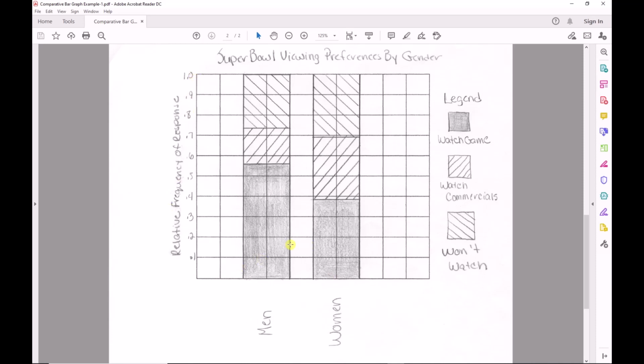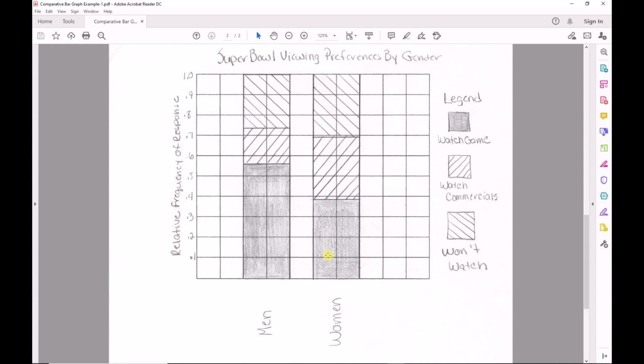And the way I did this, of course, it goes up to 100% men and women. And I went ahead and just did the ones tuning in just to watch the game. That's their main interest. So here's the proportion of men. Here's the proportion of women. Again, it's showing a bigger proportion of men. And then tuning in to watch the commercials. There it is, more women than men proportionately. And then finally, won't watch.